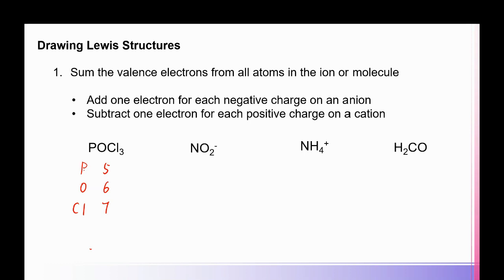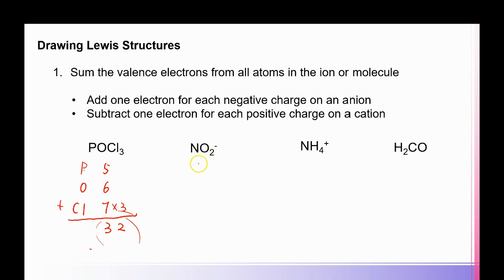Again, you should have your periodic table with you as you do problems, and the periodic table will be provided for the exam as well. So each Cl has 7 valence electrons, but we have 3 of these, so we times 3. Now the total, you just add it all up: 5 plus 6 is 11, 11 plus 21 is 32. Most likely, the sum of valence electrons is an even number. If you got an odd number, you may want to go back to see what's wrong.